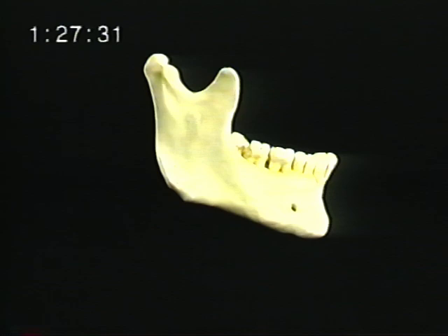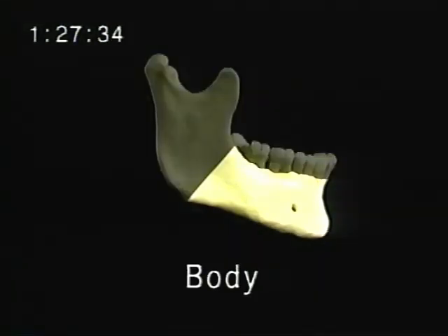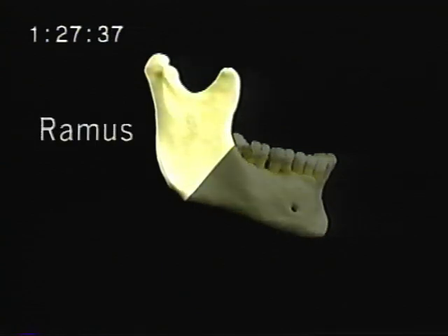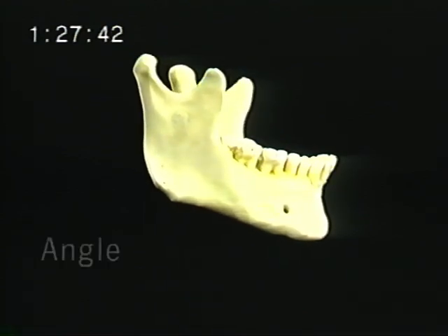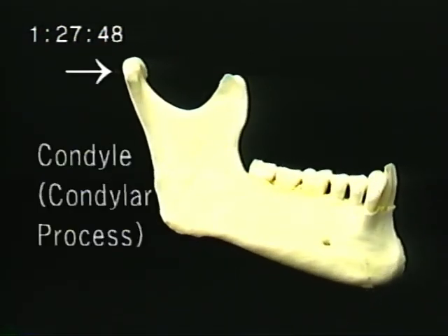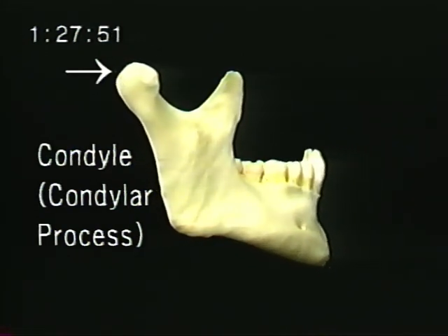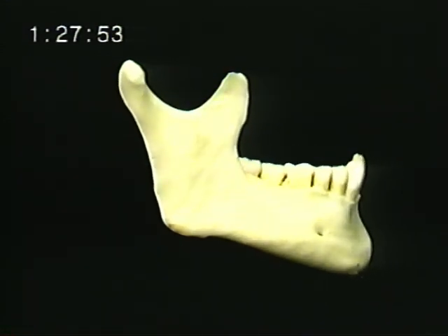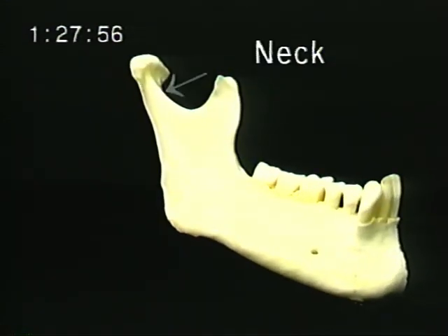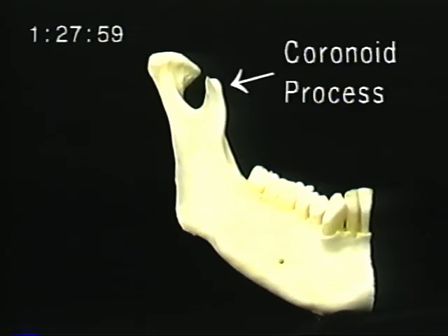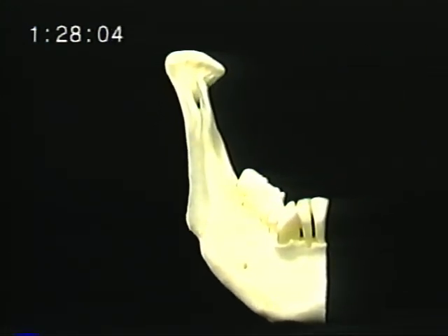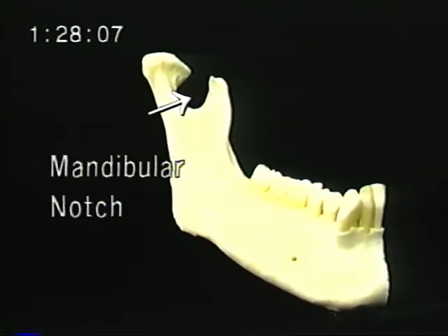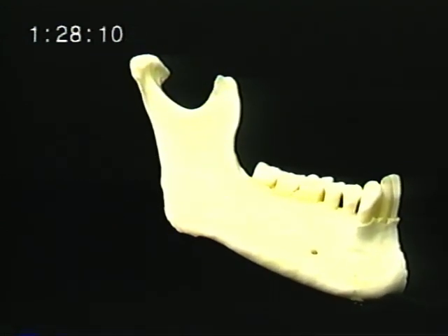The mandible is described as consisting of the body and the right and left ramus. The corner between the ramus and the body is the angle of the mandible. The rounded projection that articulates with the temporal bone is the condyle, or condylar process. The narrowing below the condyle is the neck. The sharp, slender projection in front of the condyle is the coronoid process, a major muscle attachment, as we'll see. The dip between the coronoid process and the condyle is the mandibular notch.